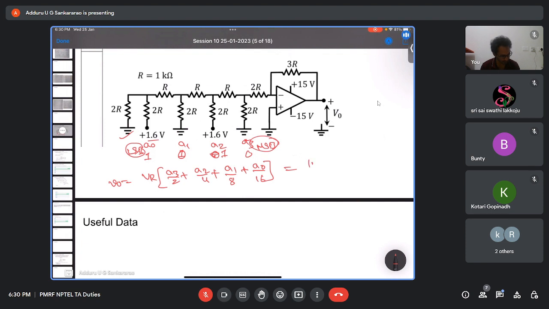Quickly let us solve. So 1.6 is the reference voltage, 1.6 into A3 is 0 and A2 is 1, so 1 by 4, plus A1 is 0 and A0 is 1, so 1 by 16. This is 1.6 into how much you'll get? 5 by 16. So what we get? Minus 0.5 we'll get. Since there is a minus sign, this is an inverting amplifier, definitely there will be a minus sign. Minus 0.5 volts. Is that okay? Yes, sir. Yeah, fine.